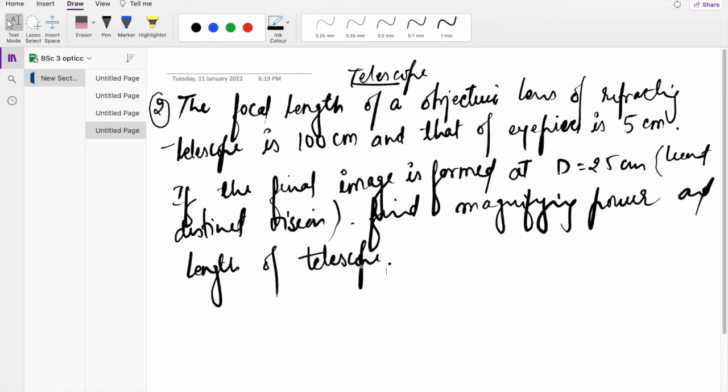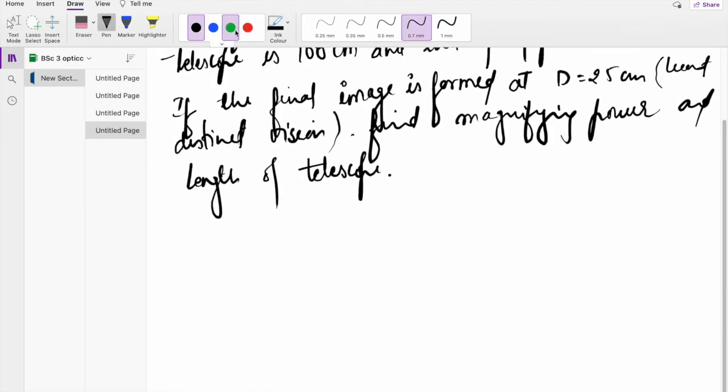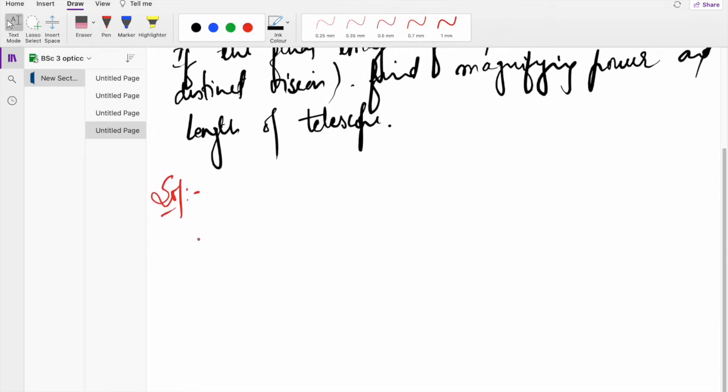Okay, so we have to calculate the magnifying power and length of a telescope. If we have to solve it, we should memorize the ray diagram for an astronomical telescope.